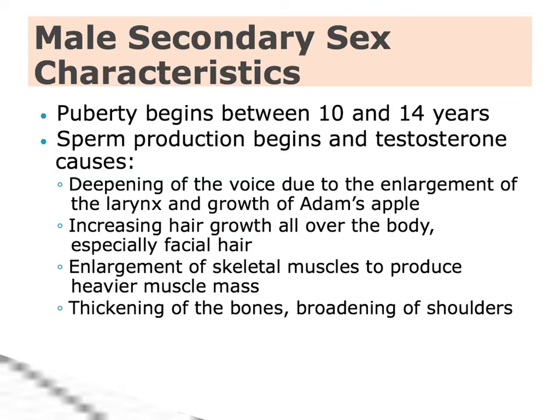Men's secondary sex characteristics begin to show up at puberty, and that typically runs for men and women starting between 10 and 14 years of age. So sperm production begins at this point, and as I said earlier, it continues for the rest of a man's life. Testosterone is the key hormone when it comes to maintaining the characteristics that we see as male.